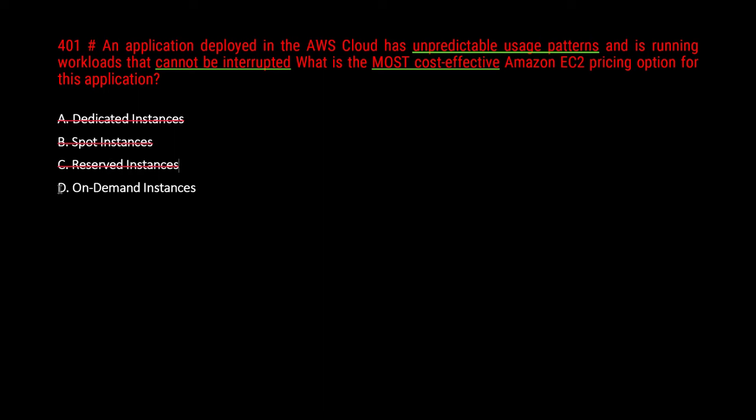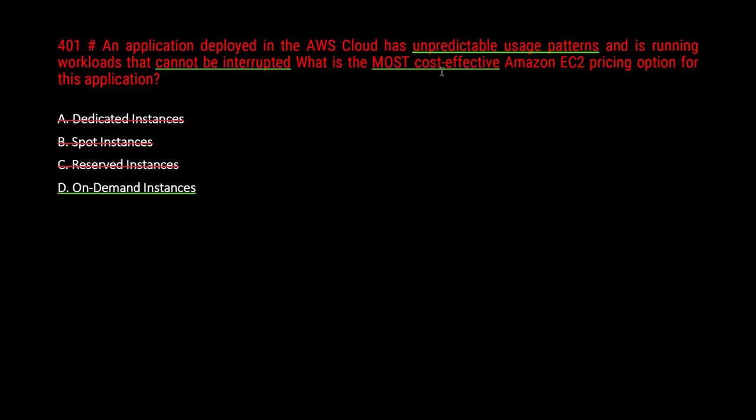Reserved won't be able to handle it, and dedicated won't be able to handle it. The reason being, you already picked the capacity or the compute power that you want for 1 year or 3 years. So there is no way that compute power you already have can handle the unpredicted. Whereas on demand is something that you deploy or increase when you have your unpredictable usage patterns.